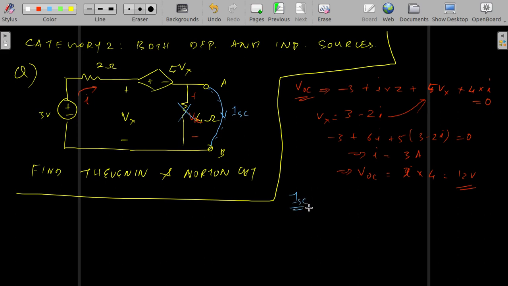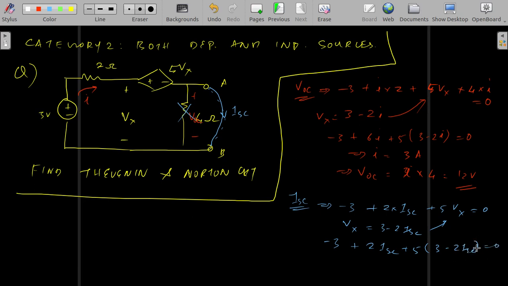Okay. To find ISC, again minus 3 plus 2 into ISC plus 5Vx equal to 0. Again Vx equal to 3 minus 2 ISC, and substituting it here we get minus 3 plus 2 ISC plus 5 into 3 minus 2 ISC equal to 0, and solving for that we will get ISC equal to 3 by 2 ampere. So then once we have it, we can write RN equal to RTH equal to VOC by ISC, which is 12 by 3 by 2, that is 8 ohm.